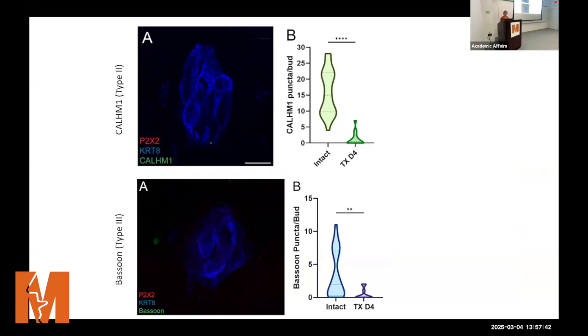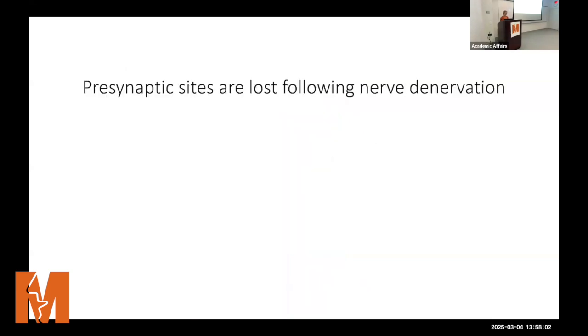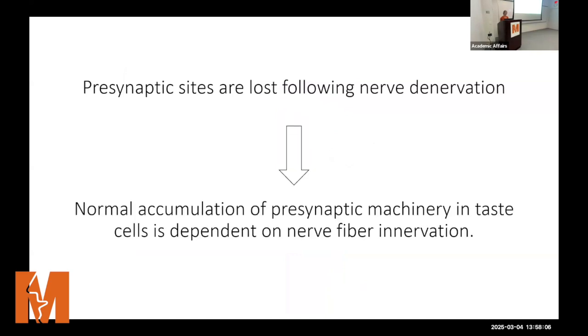So long story short, we see a massive reduction. It's not zero, but it is close to zero for bassoon and for CAL-HM1 in fungiform buds. The presynaptic puncta almost immediately disappear by that day 4 time point. So it shows that these presynaptic sites are lost, and we think that the normal accumulation of presynaptic machinery is really dependent on nerve fiber innervation.